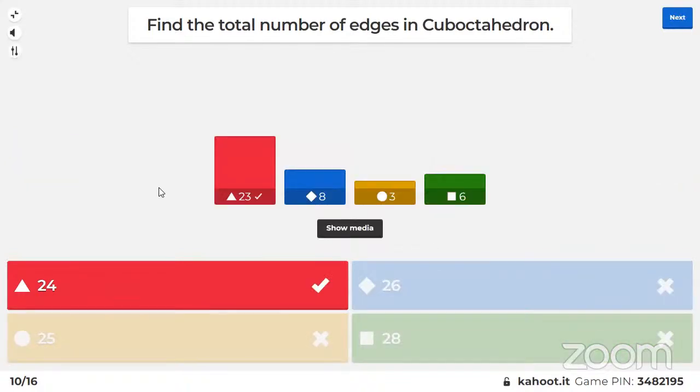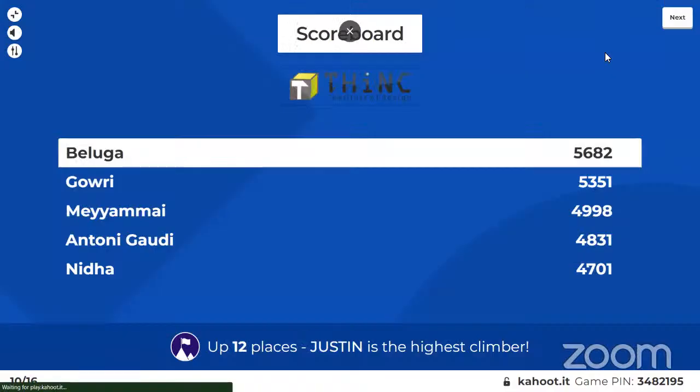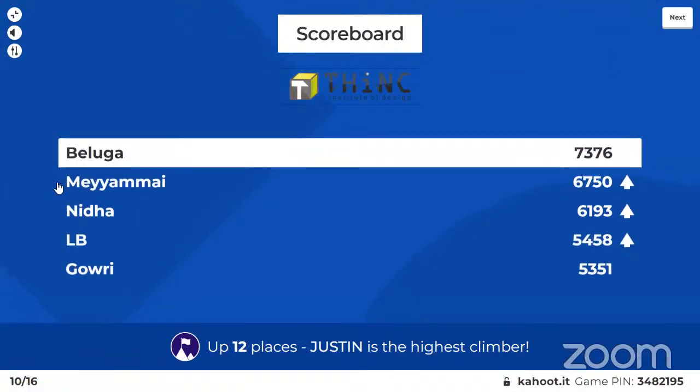Total number of edges in cuboctahedron. 24. There are 24 edges in cuboctahedron. All right. Scoreboard, Beluga on the top with 7376. Second, we have Mayamai 6750. Third, we have Nida 6193. Fourth, we have LB 5458. And fifth, we have Gauri with 5351 points. New climber, Justin is the new climber, climbing up 12 places in the scoreboard.